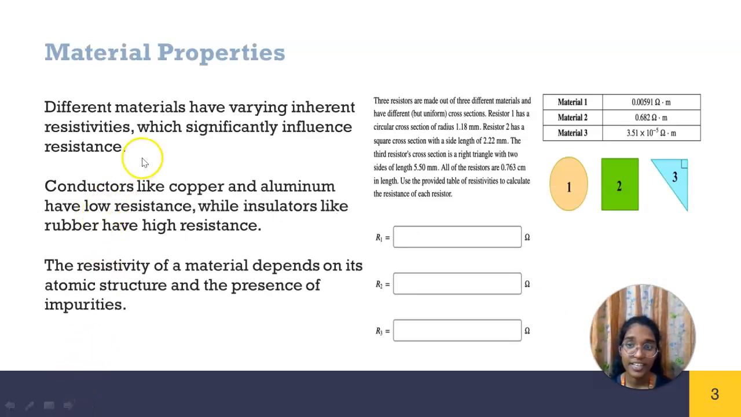Now, material properties. Let's see how different materials have varying inherent resistance, which significantly influences resistance. Conductors like copper and aluminum have a low resistance. Insulators like rubber have a high resistance. The resistivity of a material depends on its atomic structure and the presence of impurities. Three resistors are made up of three different materials and have different cross sections. This is a circle, a square, and a triangle. It's just an example of how we are calculating the resistance.